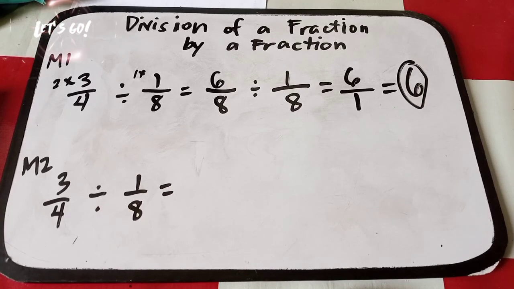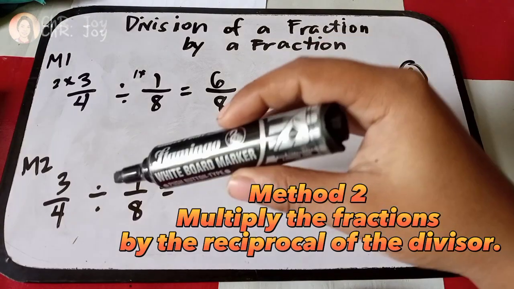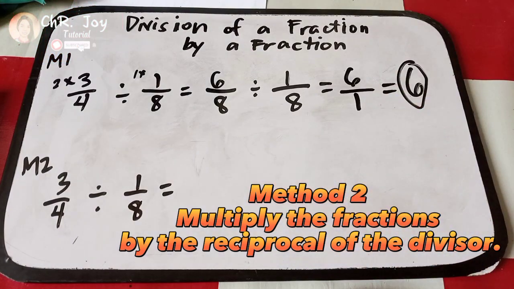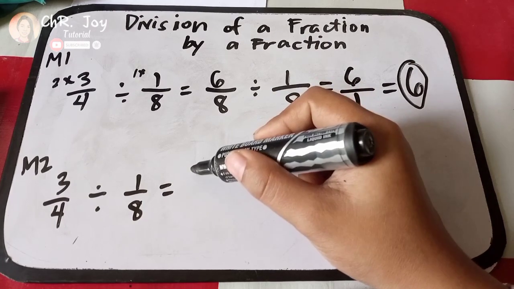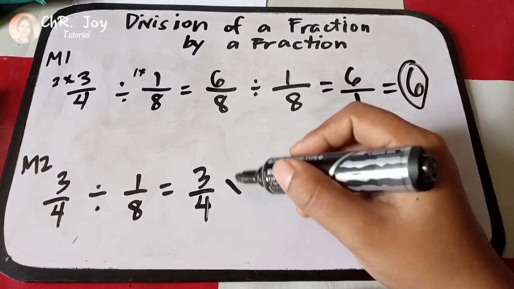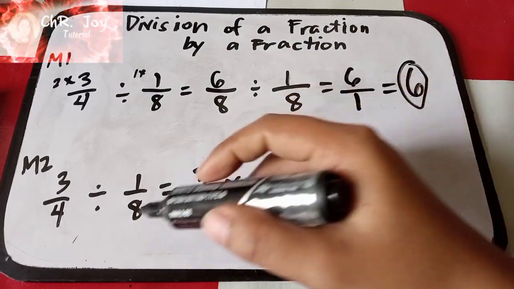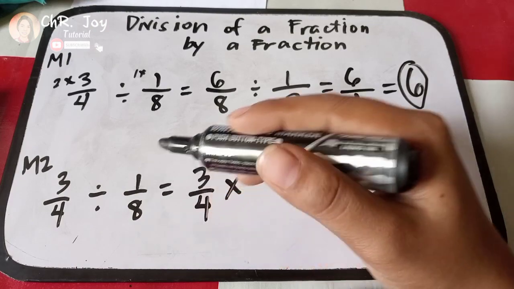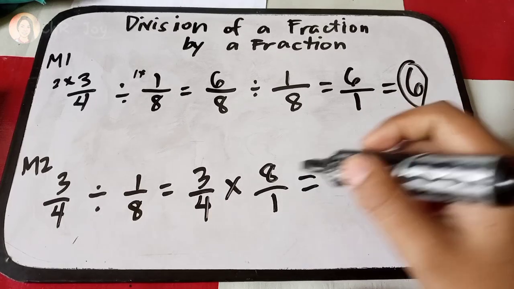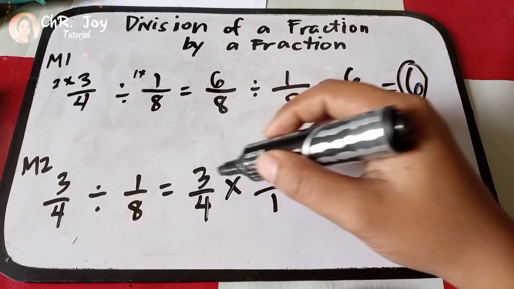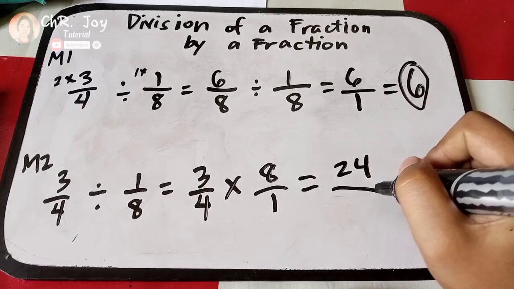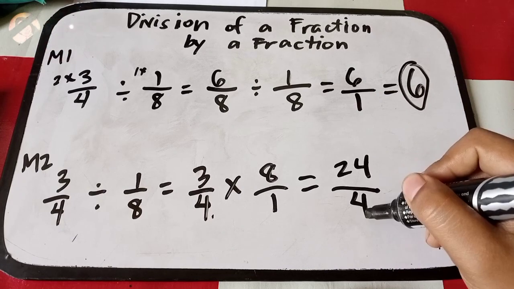And now for method 2, multiply the fraction by the reciprocal of the divisor. So, paano yun? We're going to write 3 over 4 and we're going to change divide into times, and we're going to reciprocate 1 over 8 to 8 over 1. And now, we're going to multiply this one. So, 3 times 8 is equal to 24 and 4 times 1 is equal to 4.